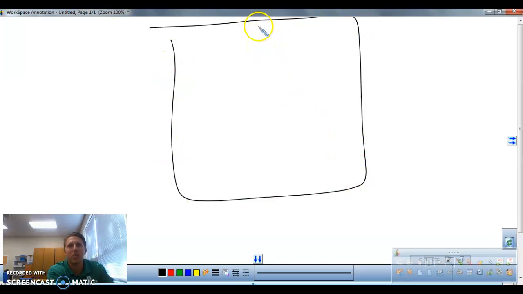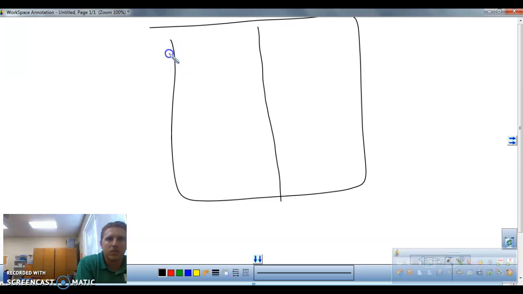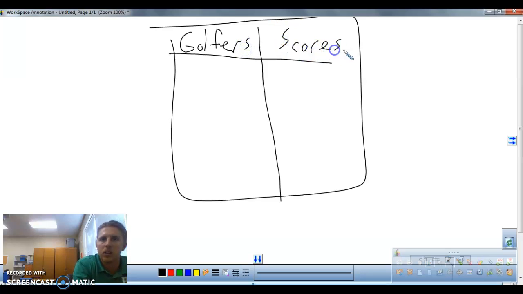Okay, we got a table. And in this table, we've got golfers and we've got scores, okay? Okay, and it says, in golf, each hole has a score called par, where they hit the same number of strokes they need to, okay? Scores under par are represented by negative numbers. The table shows golf scores for team members of a golf tournament.